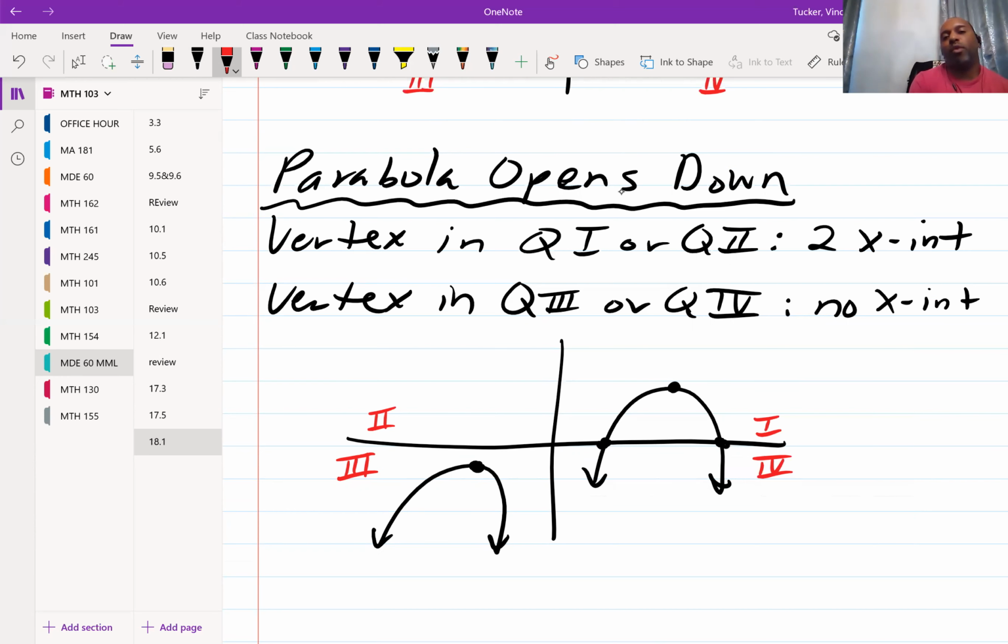All right, so then if your parabola opens down, if your vertex is in quadrant 1 or quadrant 2, you'll have 2 x-intercepts. And then if it's in quadrant 3 or quadrant 4, you will have no intercepts. All right. Any questions on anything I've written?